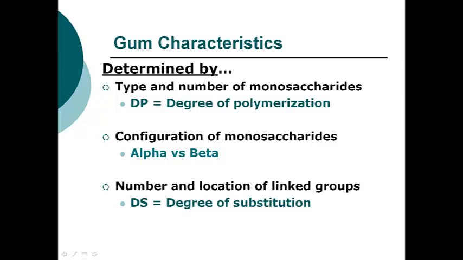If those side units are charged, then they repulse each other, and the chains tend to elongate, which in turn increases viscosity. If the side units are very uniformly spaced, then you have a gum that is cold water soluble.